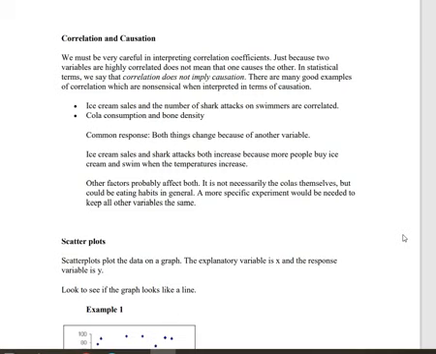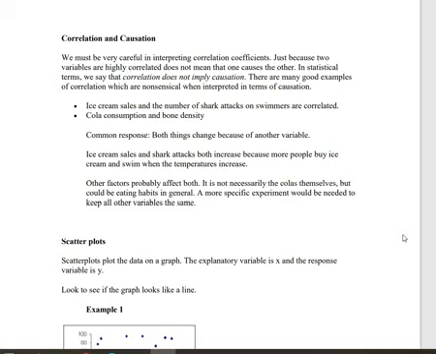Okay? Ice cream sales and the number of shark attacks on swimmers can be shown to be correlated. Cola consumption and bone density. There's probably a common response that both things change because of something else. Ice cream sales and shark attacks both increase probably because more people buy ice cream and swim when the temperatures increase. Okay. Other factors probably affect both.